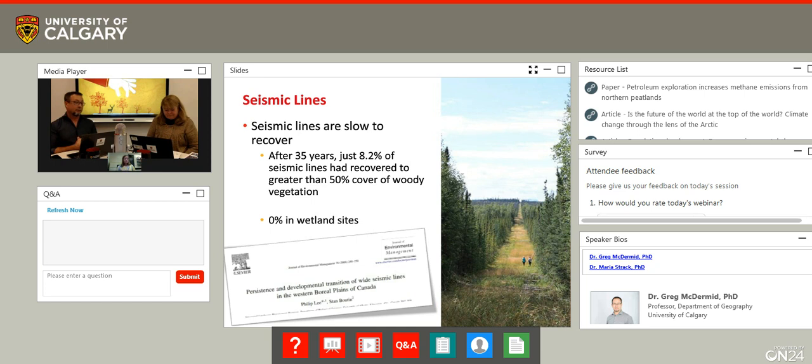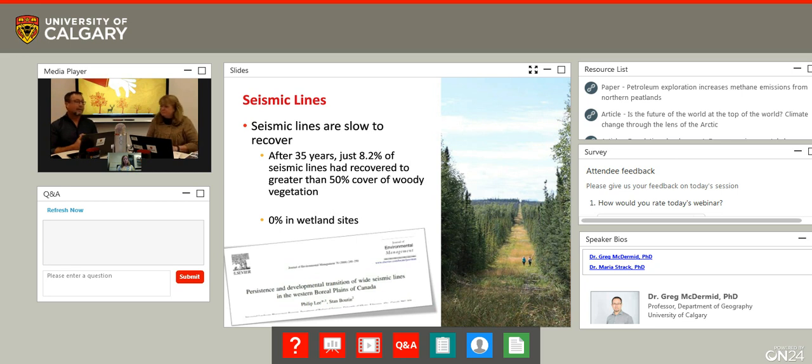So, for example, Phil Lee and Stan Boutin did a study a few years ago looking at how these seismic lines recover over time. And what they found is that after 35 years, less than 10% of the conventional seismic lines had recovered to greater than 50% woody vegetation. So yes, there might be vegetation on there, but it looks very different than the surrounding forest. And it's much worse in wetlands. So none of the seismic lines they looked at in wetlands had recovered to that same level at all. So no woody vegetation on the seismic lines.